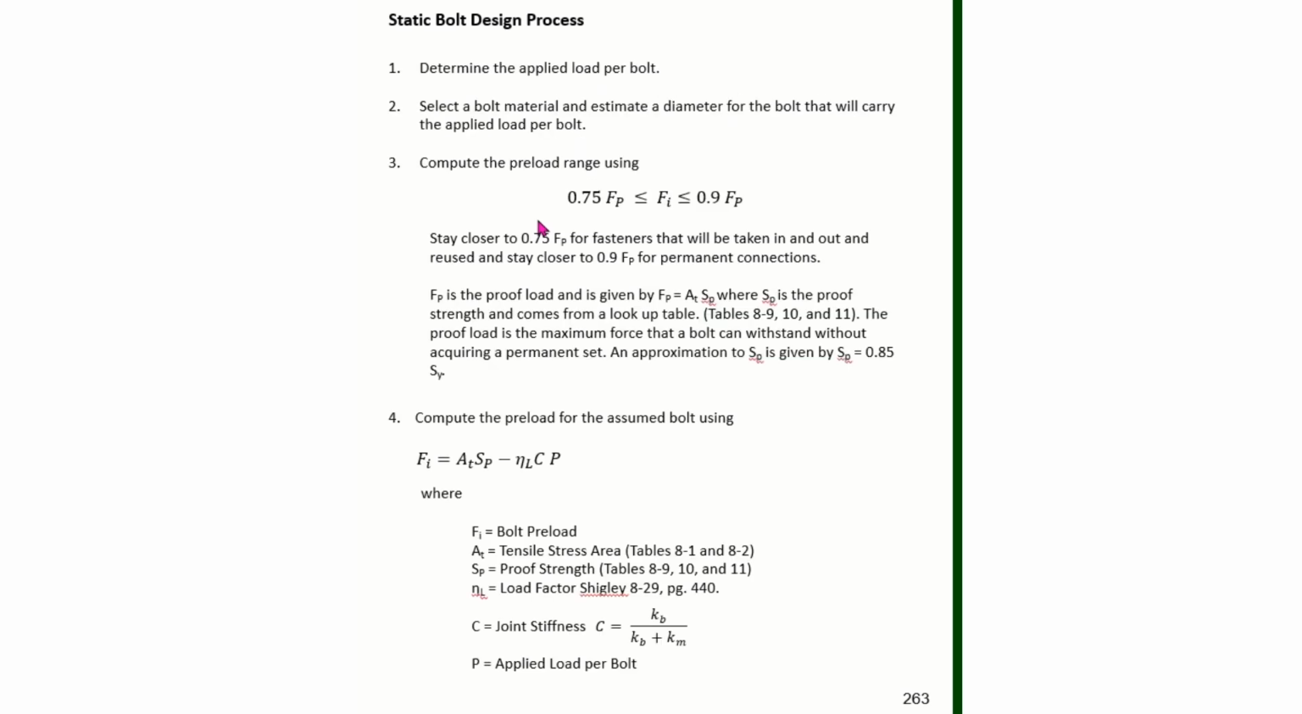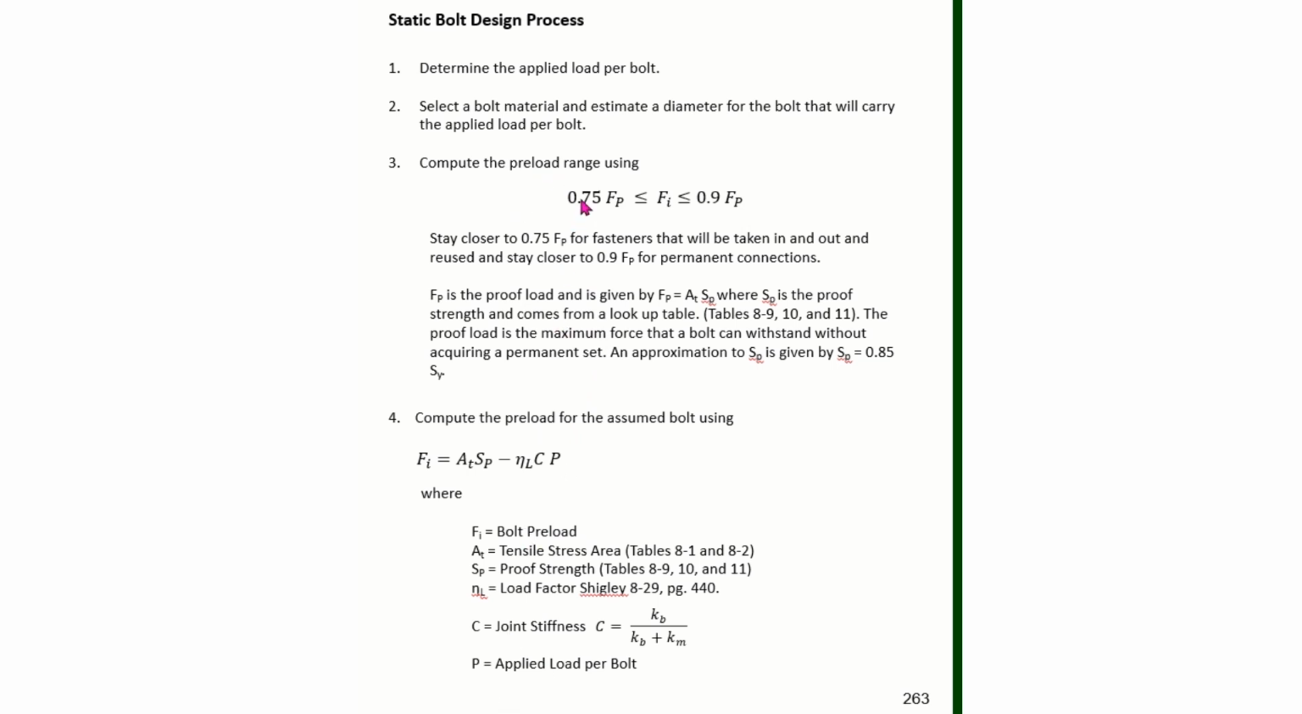So the process is: we determine the load per bolt, we pick a diameter, and we compute Fi, then we come back and see if Fi falls in this range. If Fi is outside the range because it's too big, then we've selected too large of a bolt and we need to go back and select a smaller bolt diameter and go through this entire process again.